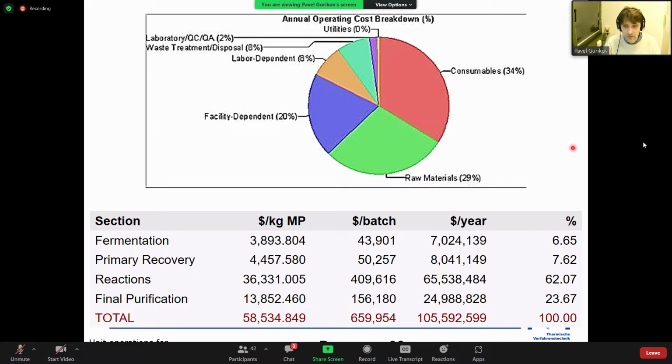That's a lot. So there are a couple of startups on campus here that use fermentation and primary recovery, but not final purification. I just don't want to name them, but you can easily find out. They use, for example, bacteria to produce valuable things like macromolecules or oils, things like this.